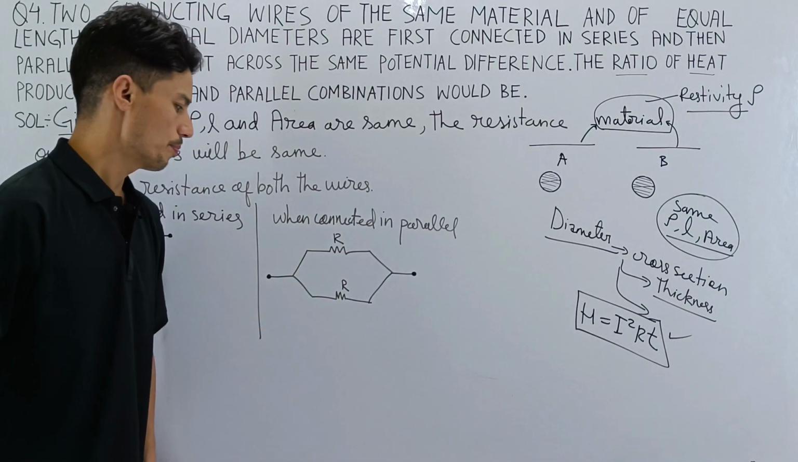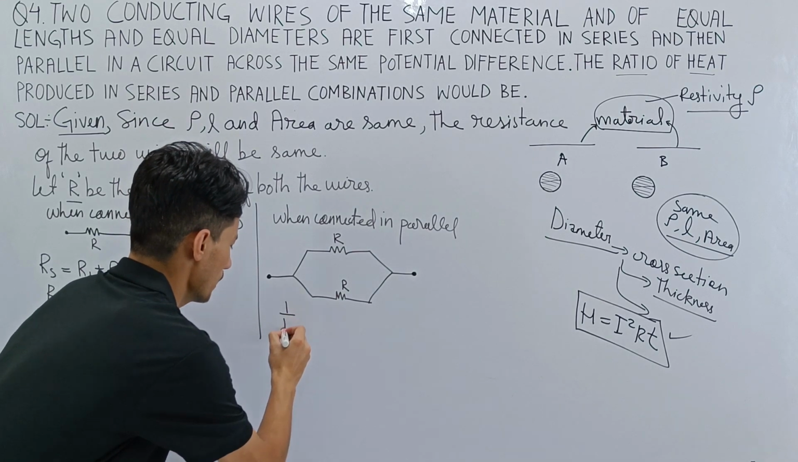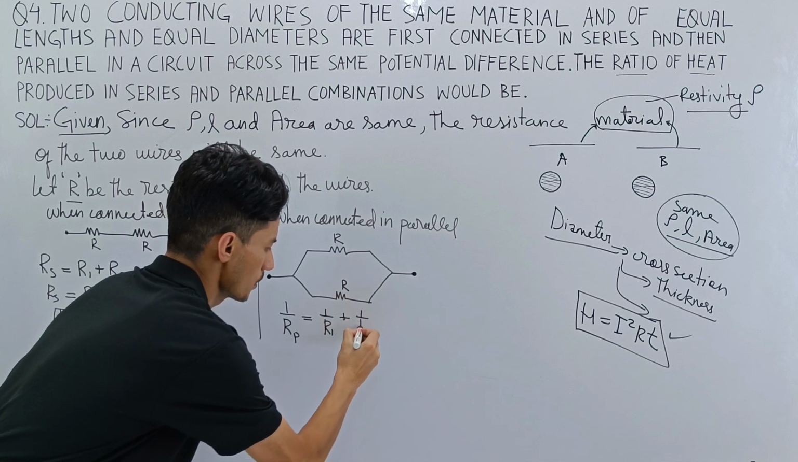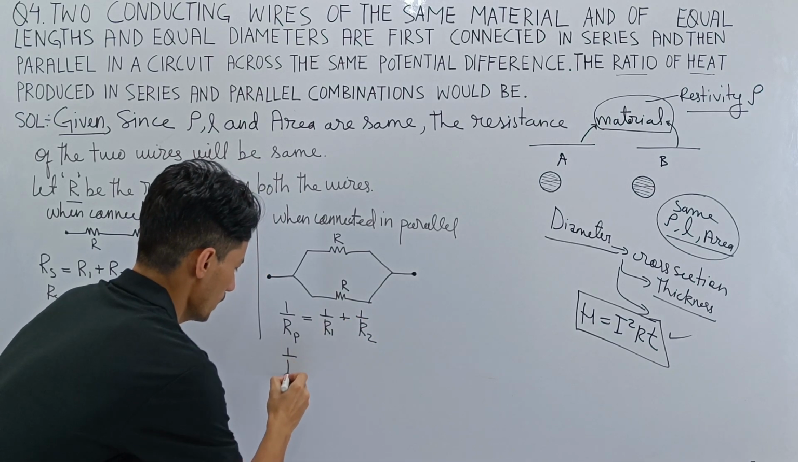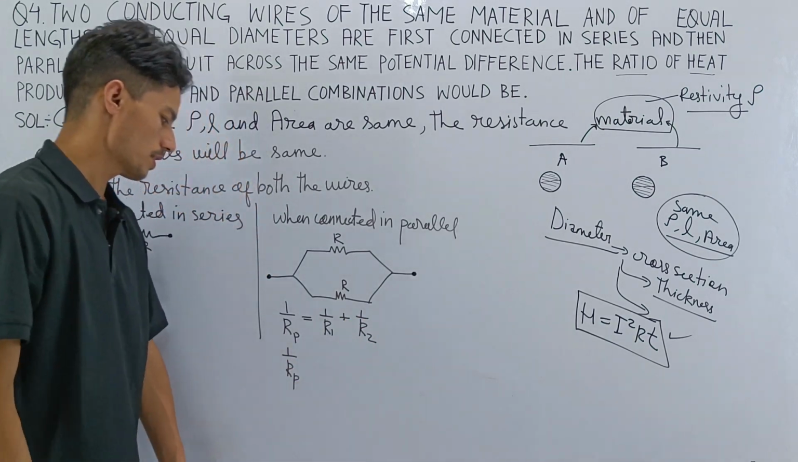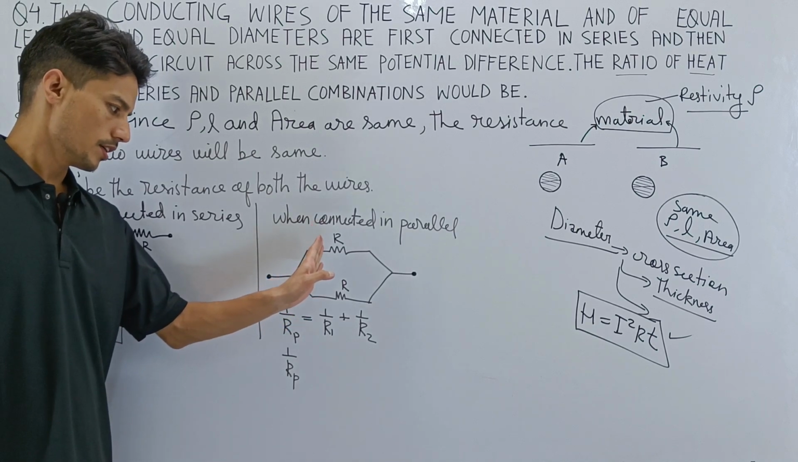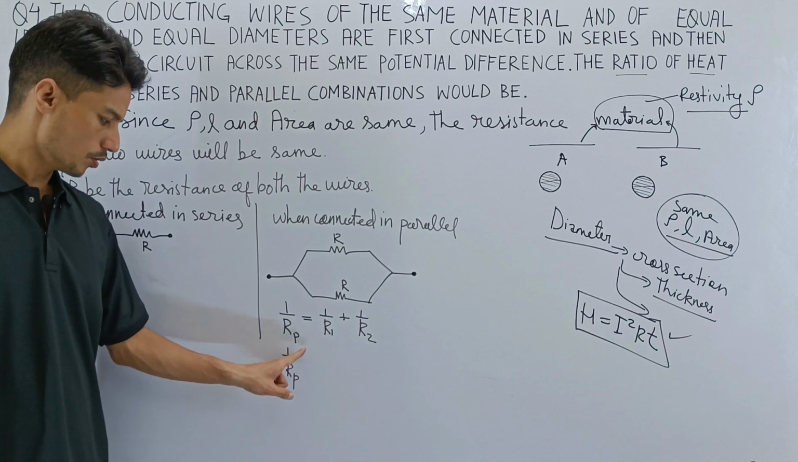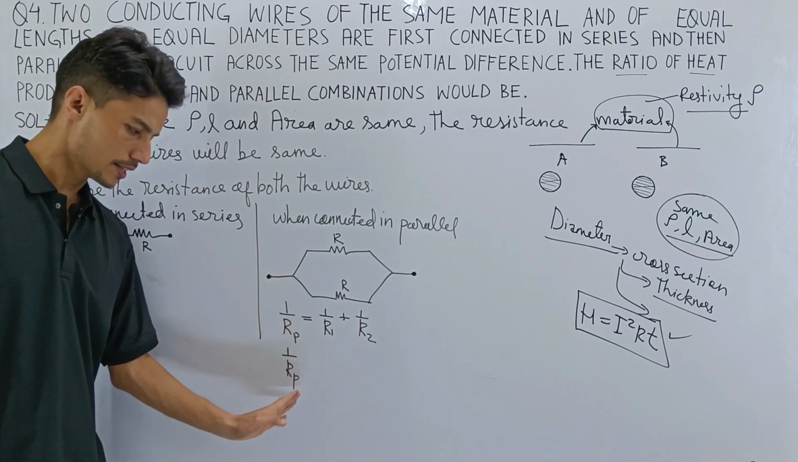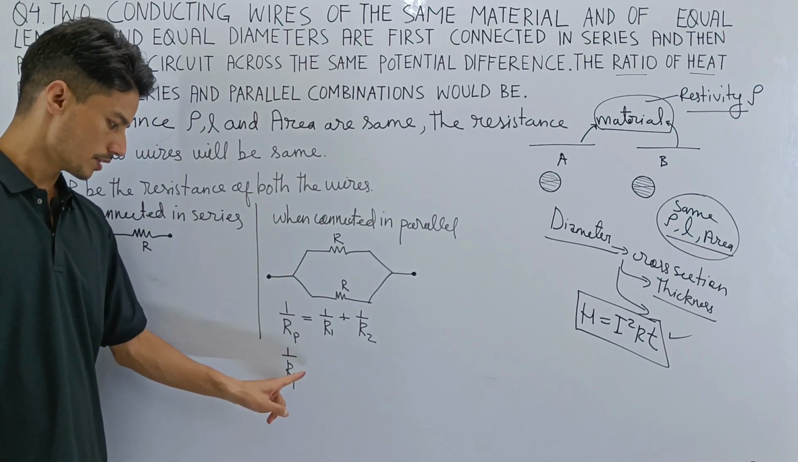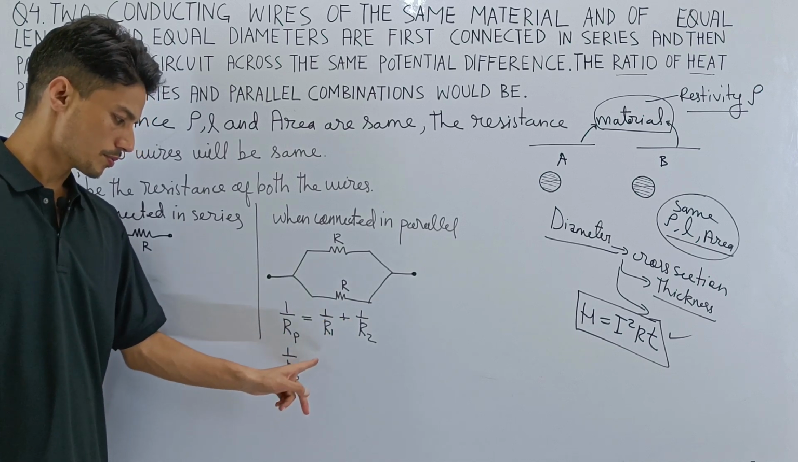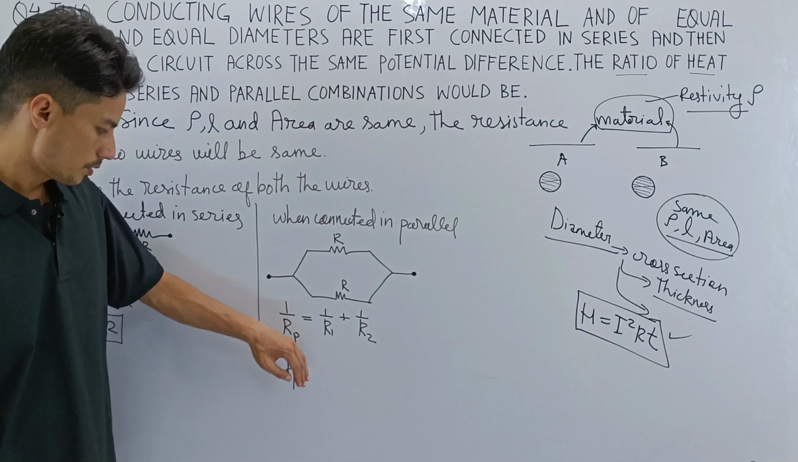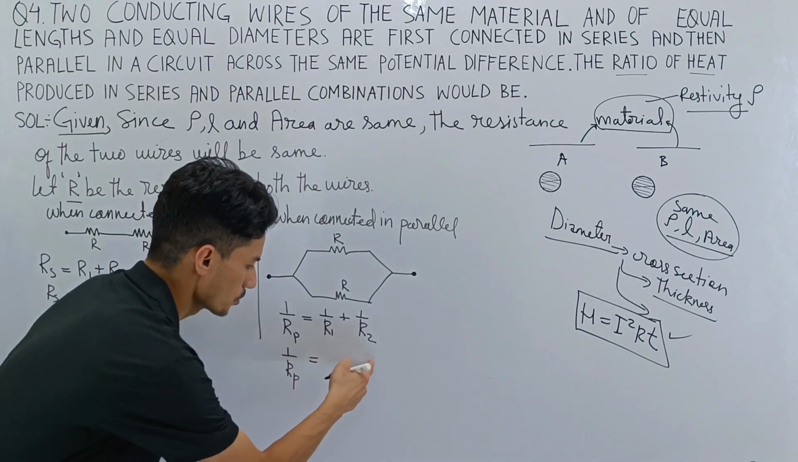Now let's calculate for parallel. So the formula is 1 by Rp is equal to 1 by R1 plus 1 by R2. Remember, my dear students, whenever you're doing a problem on a parallel combination, always write the left hand side. Keep on writing. I see that most of the students don't write this, they just write equal to, and then they continue solving.